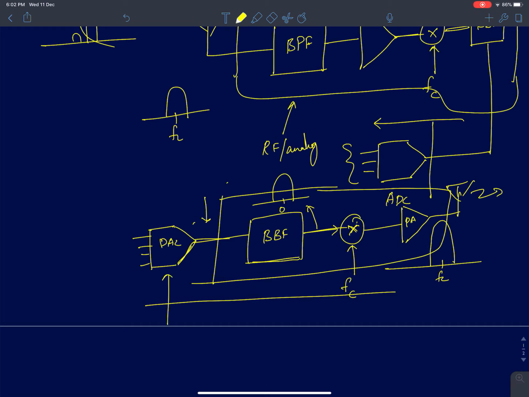Usually the DAC can also be part of the analog section, I'd rather use the word analog for this, and this is the RF section. Whenever you are going for gigahertz of frequencies, that becomes the RF section.